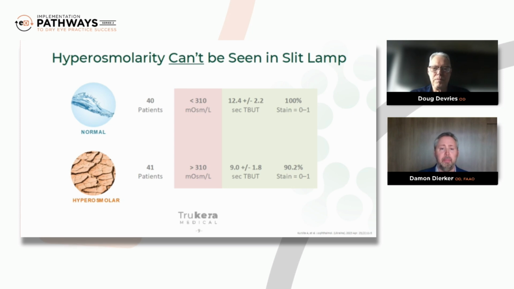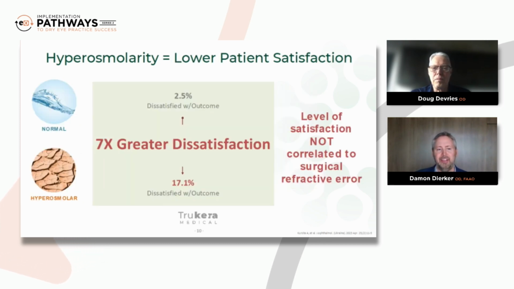But then you look at the other metrics, tear breakup time, pretty much normal between the two groups. Corneal staining, negligible differences between the two groups. But now here's why this is really important to understand: osmolarity alone was greater dissatisfaction by a factor of 7. Dr. Devries, walk us through your interpretation of this study and what it means for clinical practice.